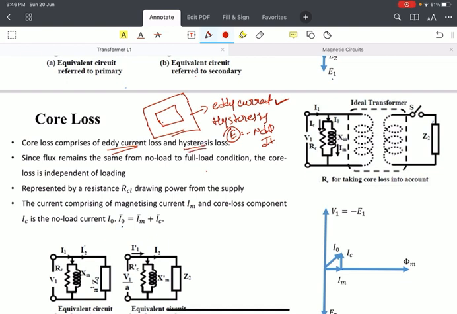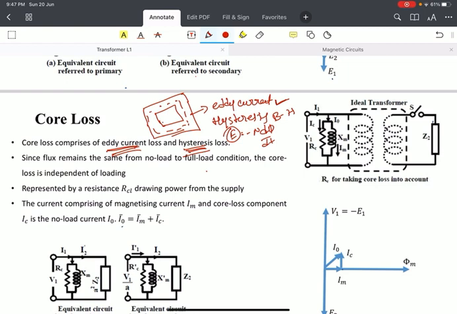And hysteresis loss, we have studied this with the BH curve and hysteresis loop. This says that the hysteresis loss is because of magnetizing and demagnetizing of the transformer core. So this core loss consists of eddy current loss and hysteresis loss. These losses do not vary with respect to the load. That means if you increase or decrease the load, when there is no load or when there is full load, the core loss will remain constant, because the flux established in the magnetic core remains constant, and these losses depend on the core. Therefore, these losses are irrespective of the loading.